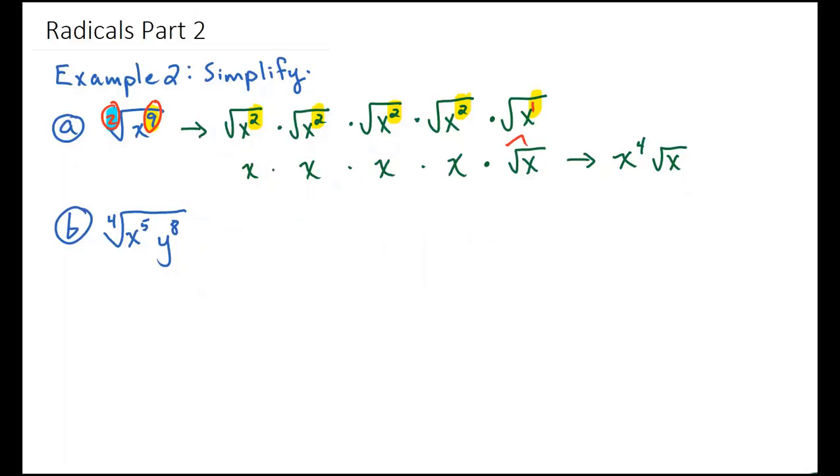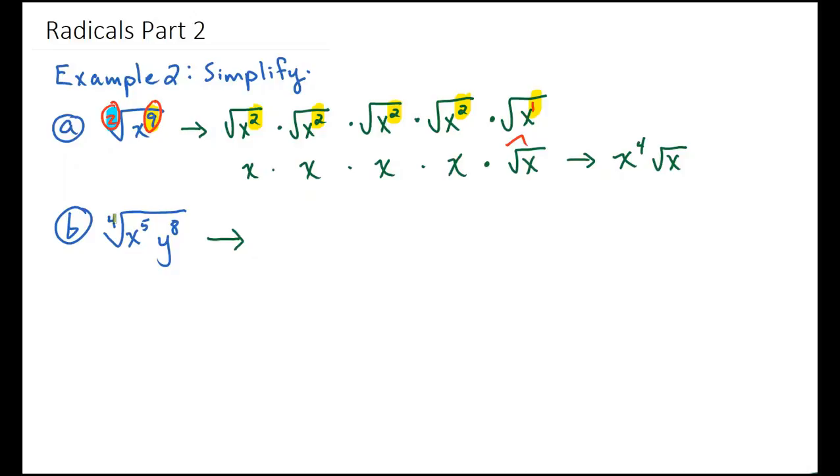Let's take the fourth root of x to the fifth, y to the eighth. And what I'm going to do for this example is I'm going to talk through what's happening in my head, but I'm only going to write what I actually need to write. So first I focus on just the x to the fifth.